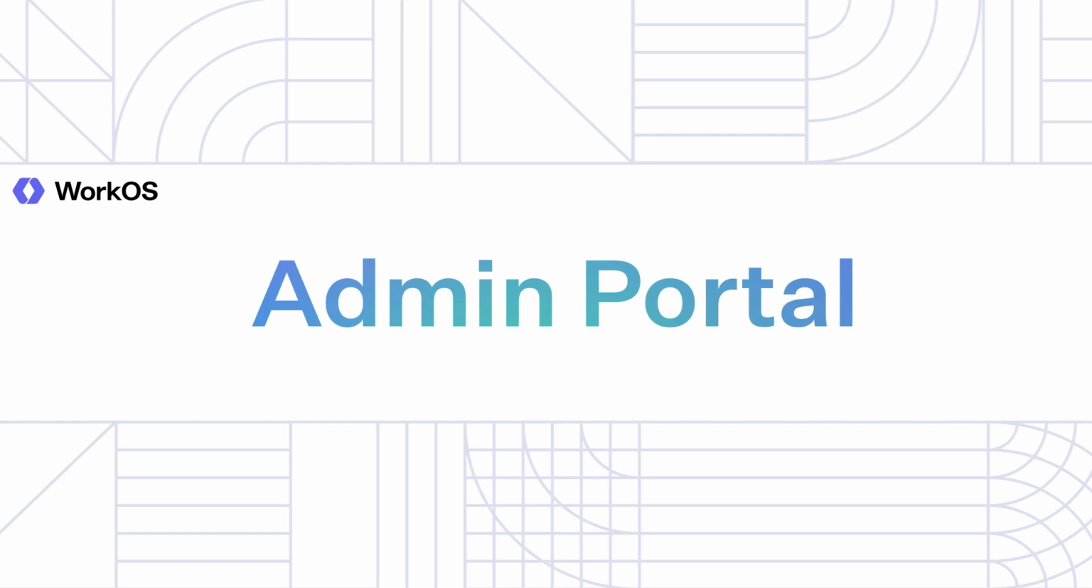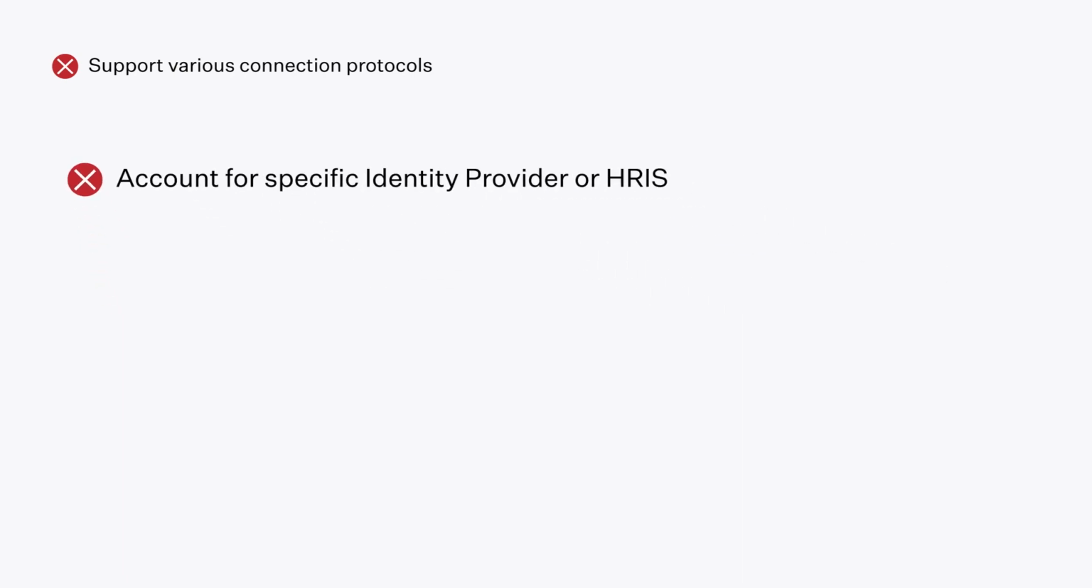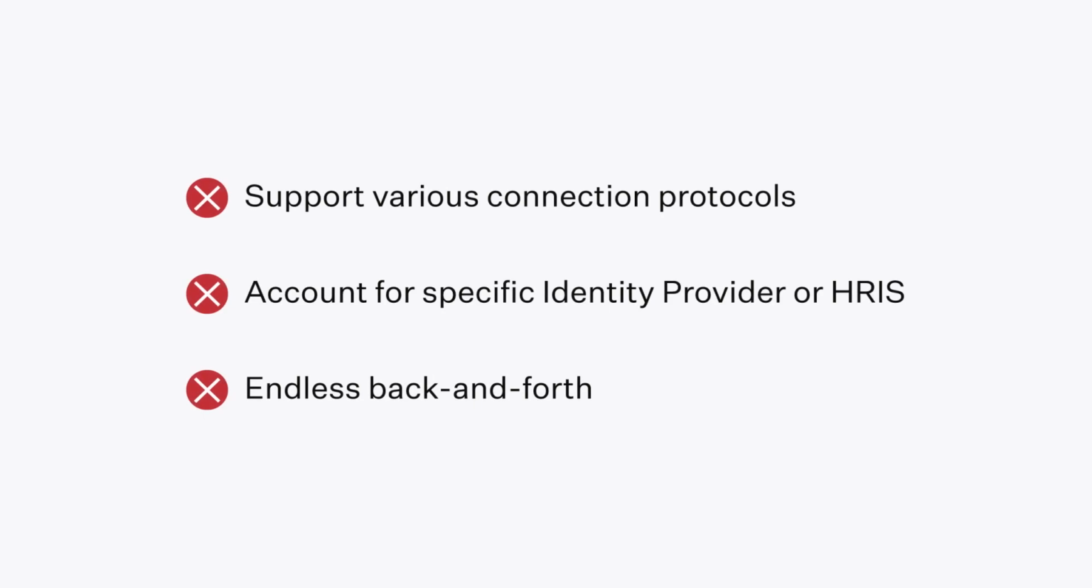Anyone who has set up an SSO connection with an enterprise client knows that it typically requires a whole lot of back and forth between your team and your client's IT admin. You have to determine the protocol being used, like SAML or OpenID Connect. You need to account for the specific identity provider they use, of which there are many. And you typically need to exchange a lot of information like ACS URLs, signing certificates, entity IDs, and more.